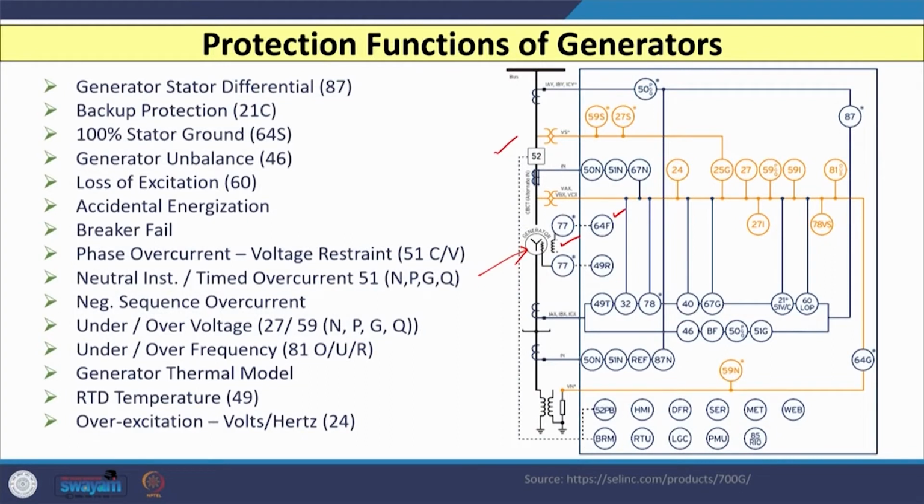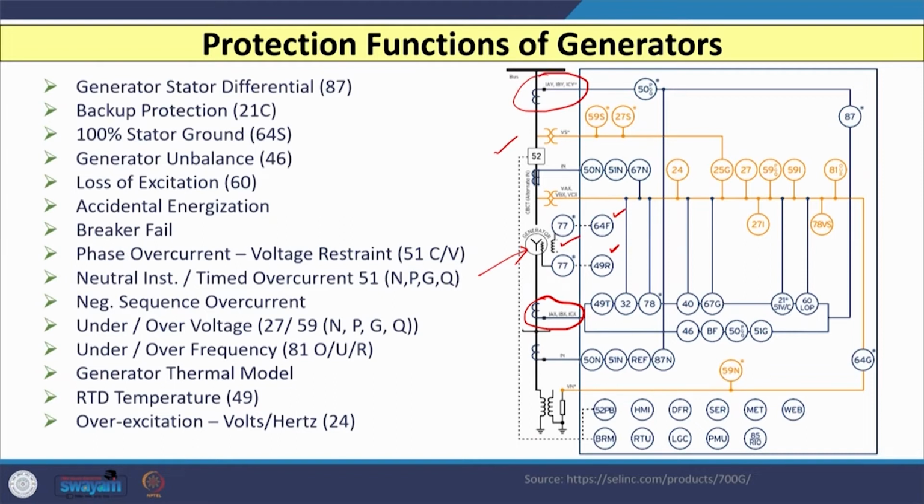Then you do have the 77 and 49R is also there. So, if you wish to monitor winding temperature, then you can see that thermal modeling is possible. Now, on the two sides of the generator, you can see this CT where I have mentioned the three currents IA, IB, IC in the form of X, and here you have another CT where I have mentioned the three currents IA, IB, IC in the form of Y.